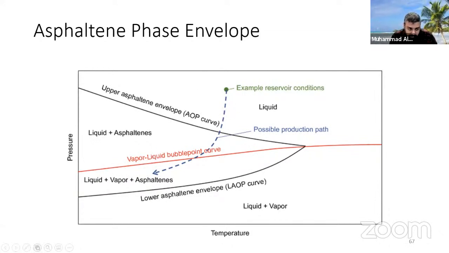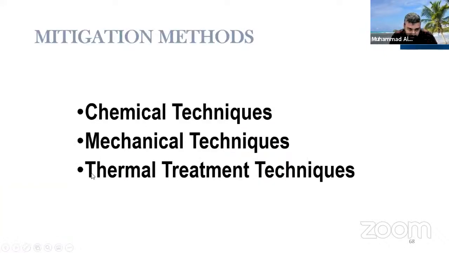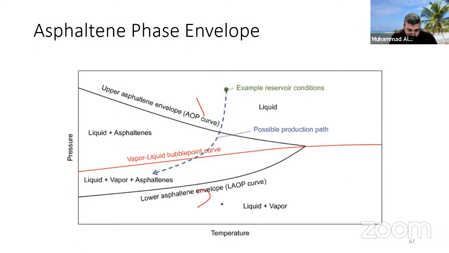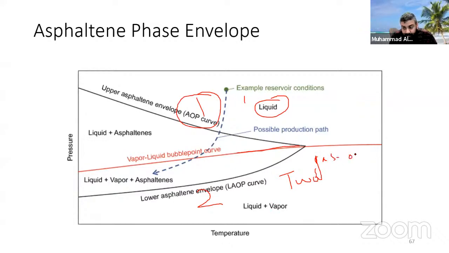One is this zone here, and another is this zone here. So this line separates the two zones. In this zone, we have only liquid. And below this zone, we have two phases, which is the liquid and gas, gas and oil. That's why the bubble point is important, because it tells us whether the oil has two phases or one phase. Above it means it's only liquid, below it's two phases.